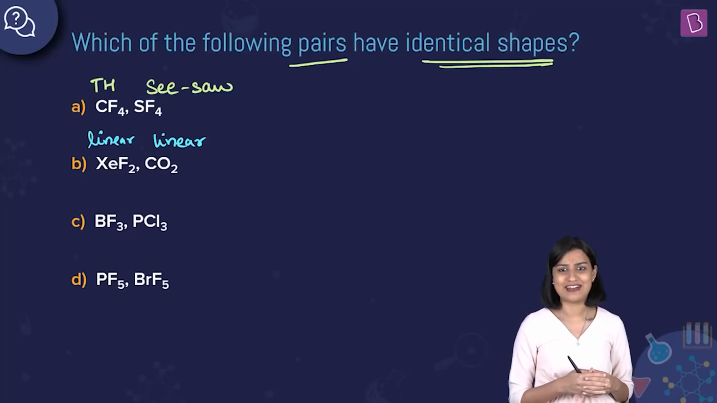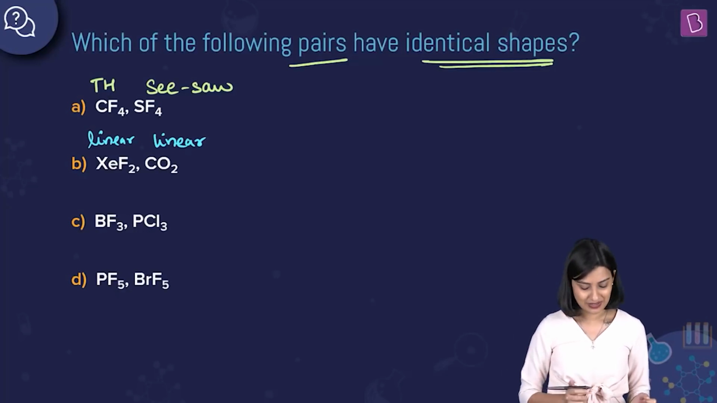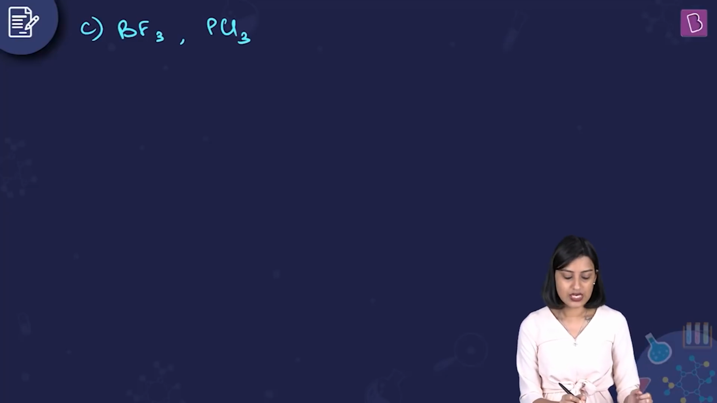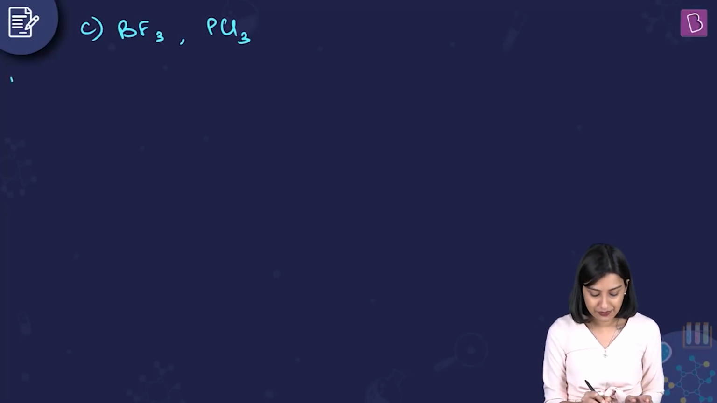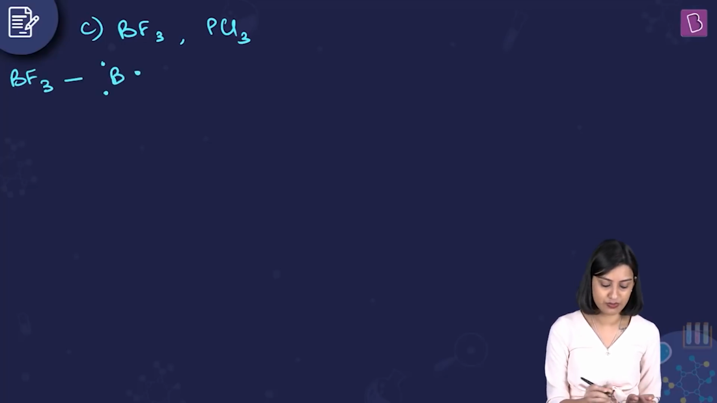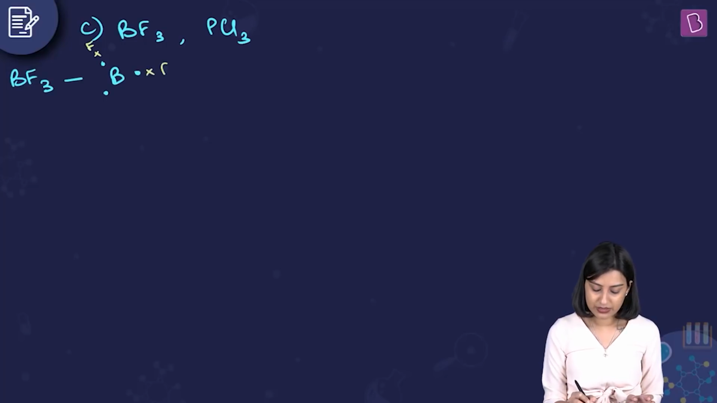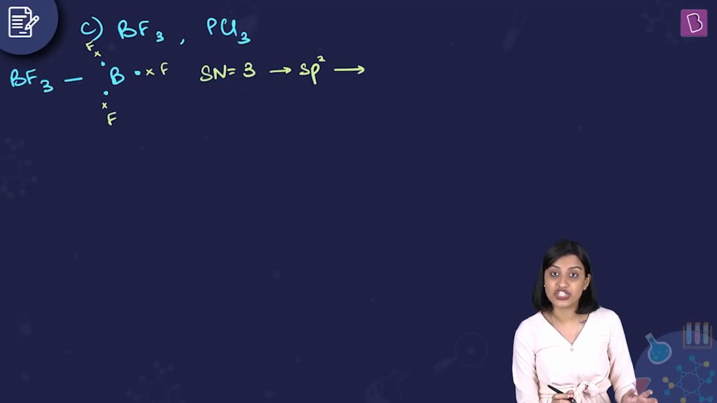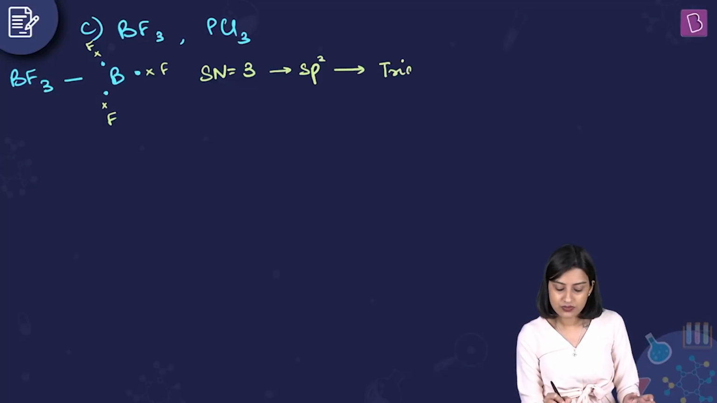We're not the sort of players that leave mid-match, right? Let's complete everything. So we have option C. You have BF3 and you have PCl3. Let's start with BF3, where boron is going to be your central atom. Boron has 1, 2 and 3 electrons available for bonding, and all 3 of them are taken by 1 fluorine atom each for bonding, which means here your steric number is equal to 3. Your hybridization is going to be sp2, and in case of sp2 hybridization, the shape that we observe is trigonal planar.